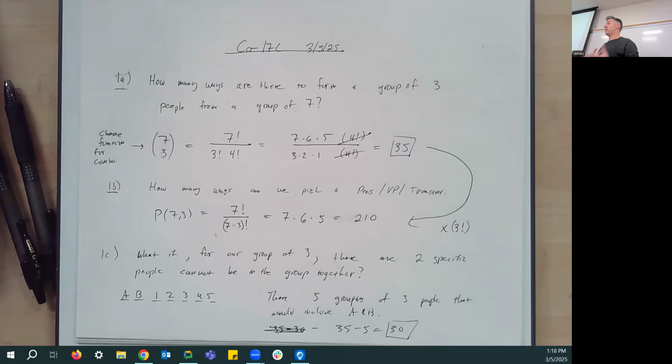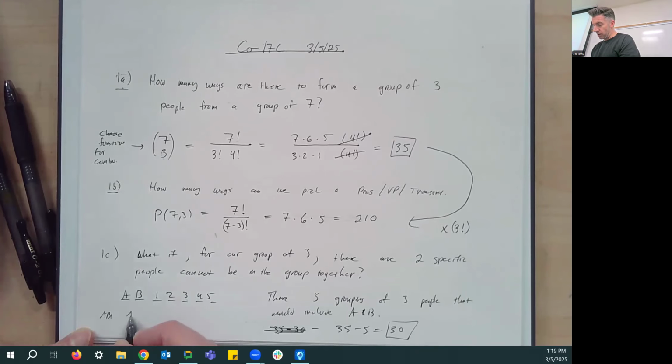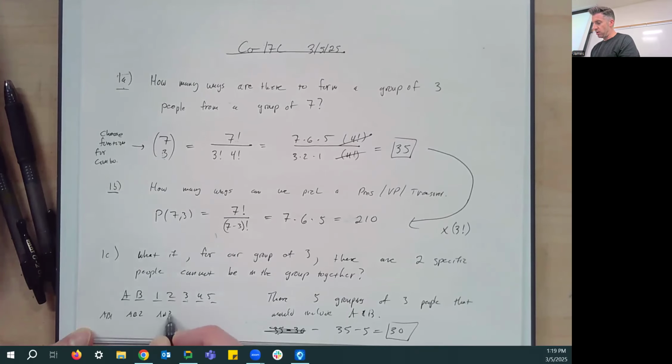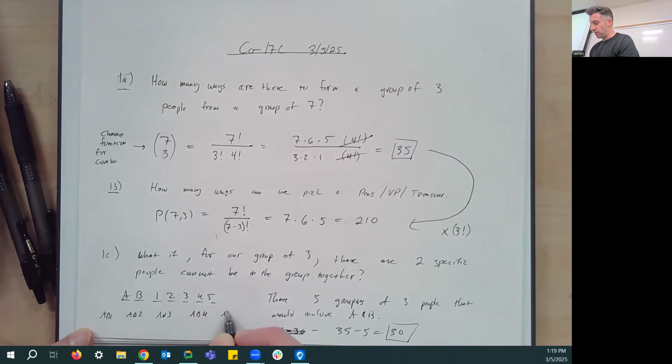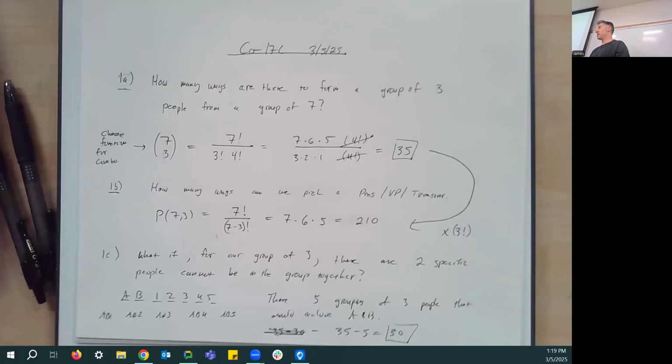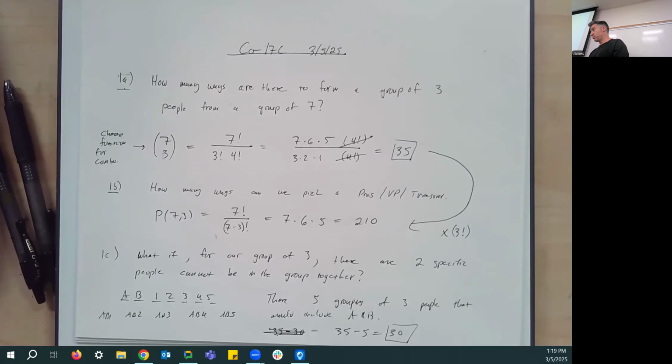So the idea is to count all the ways of getting the thing that we want. So we want groups of 3 people, which we know there's 35 ways of picking 3 distinct people from 7 people. But then we're going to subtract off the ones where person A and person B happen to be in the same group. And there's only 5 ways of doing that. You can have A and B in 1, or A and B in 2, A and B in 3, A and B in 4, A and B in 5. Those are the only 5 ways that you get A and B together along with some other person.